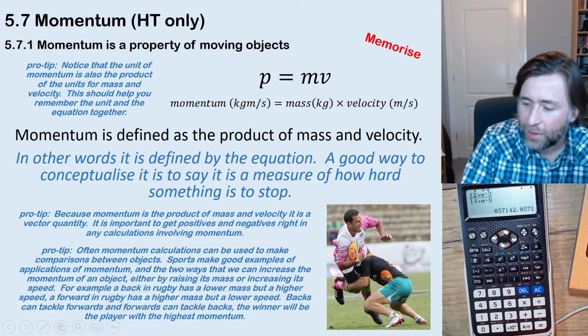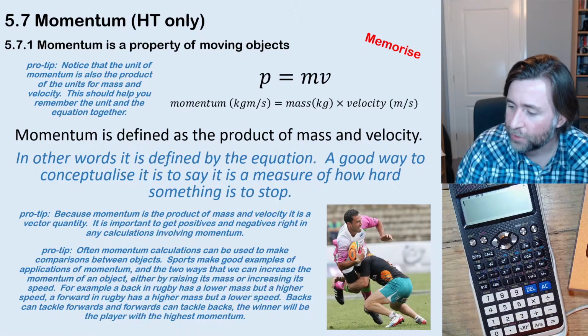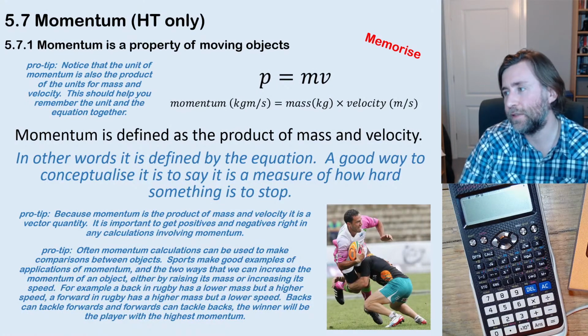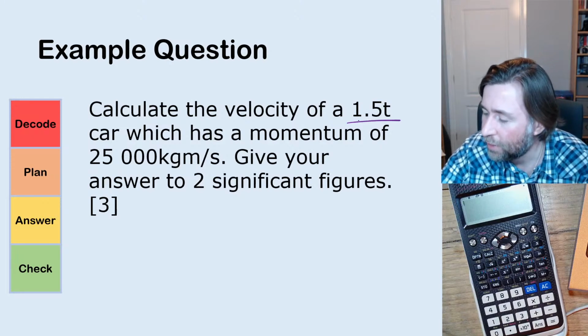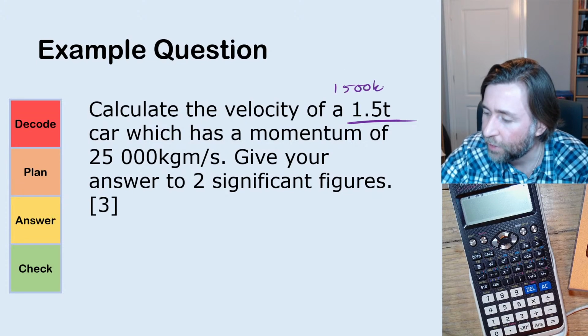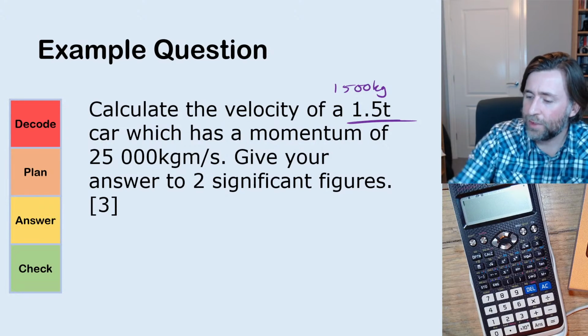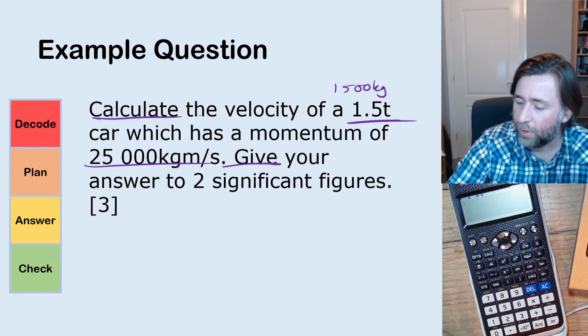Okay. Momentum next. Momentum P is mv. It's the product of mass and velocity, essentially. A good way to think about it is how hard something is to stop is its momentum. Calculate the velocity of a 1.5 ton car. Little t means ton, and that means 1,500 kilograms. 1 ton is 1,000 kilograms. It has a momentum of this. Give your answer to two significant figures. Aha, there's another mark in here, isn't there?